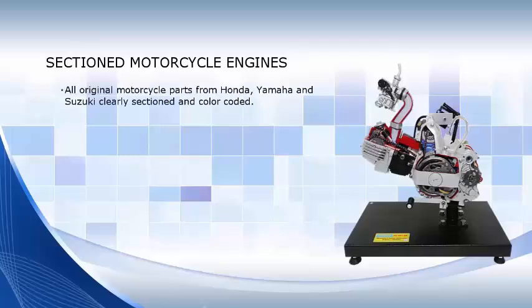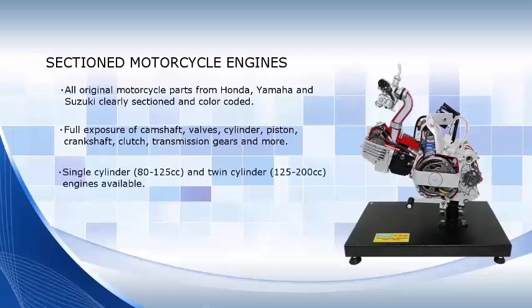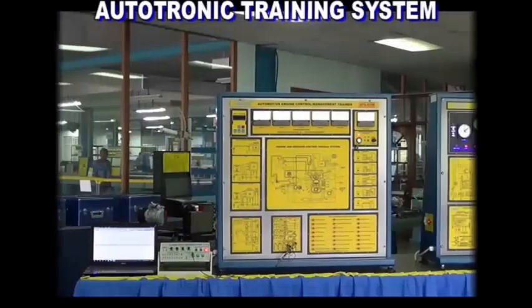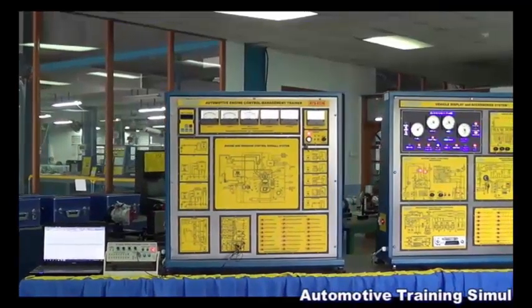These sectioned original motorcycle engines are available in several models and are made from Japanese motorcycles such as Honda, Yamaha, and Suzuki. The engines have been carefully sectioned to show all key internal parts. These units are ideal for demonstrating the operational principles of 4-stroke or 2-stroke motorcycle engines. Cutaway sections of the engines have been color-coded for easy identification of parts and present a beautiful appearance in the classroom.